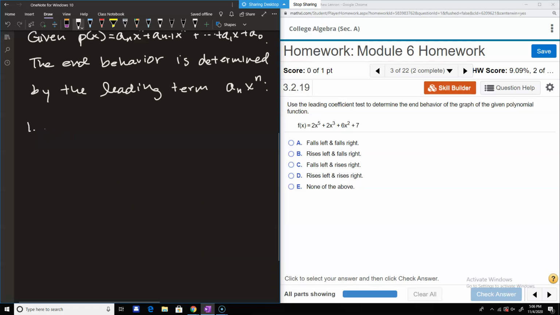Case 1: a sub n is positive, and n is an even number. We're just trying to think of what the graph looks like at the ends, like which way the arrows of the graph point. In this case, it would look roughly something like y equals x squared. Eventually, both sides will point up. A bunch of stuff can happen in the middle, but eventually you get both sides going up. So both sides rise.